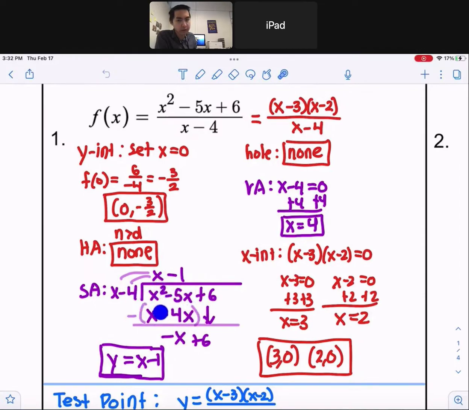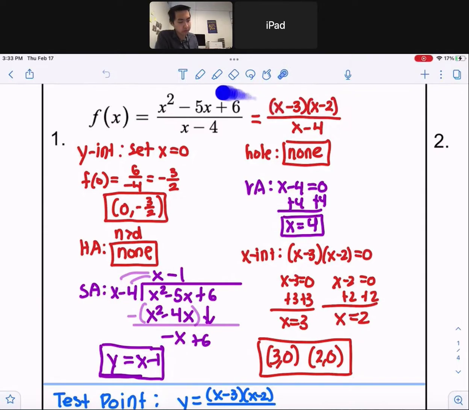So x squared minus x squared is 0, but negative 5x minus negative 4x makes that positive 4x. So it's really negative 5x plus 4x, for negative x. And then drop down the 6. And then how many times does x go into negative x? Negative 1 times. And this is the only thing we're searching for, right? It's y equals x minus 1, the linear equation for the slant asymptote.